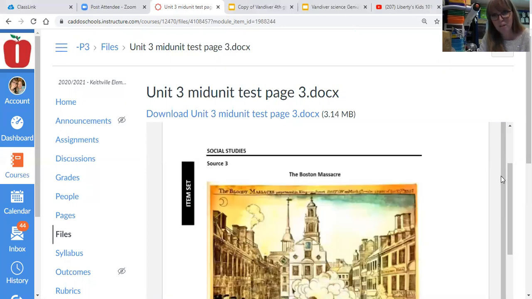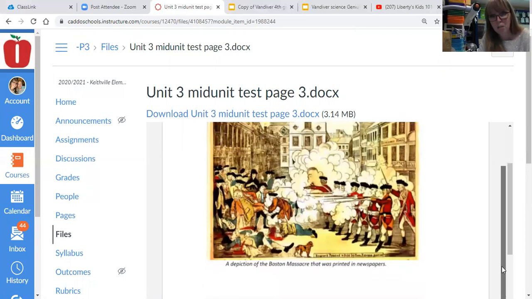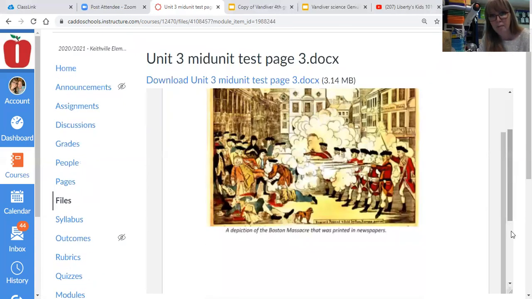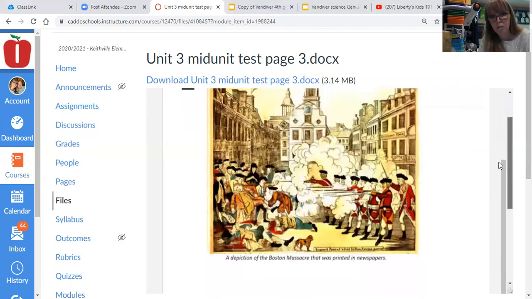Okay, Boston Massacre. We've seen this image many times. Depiction of the Boston Massacre that was printed in newspapers. Doesn't have any other words. Just this, a dog standing there in the midst of it.